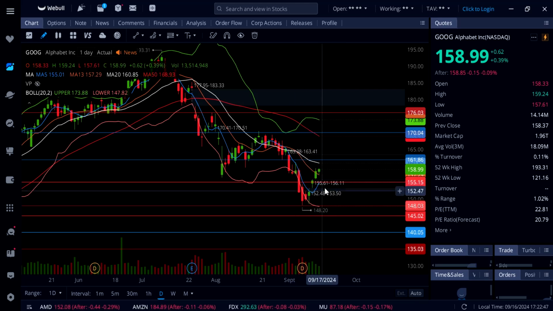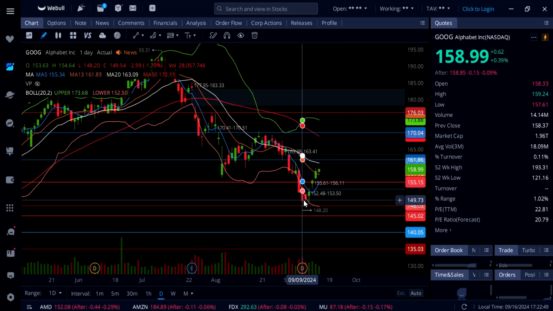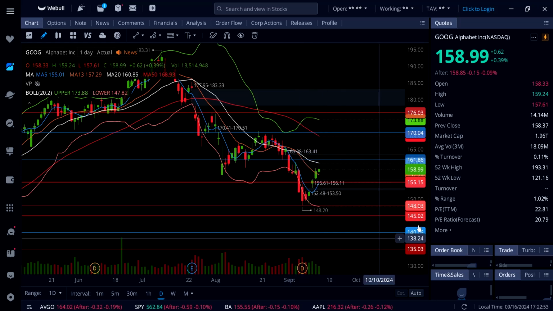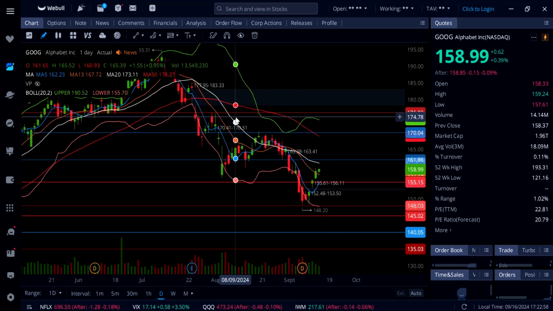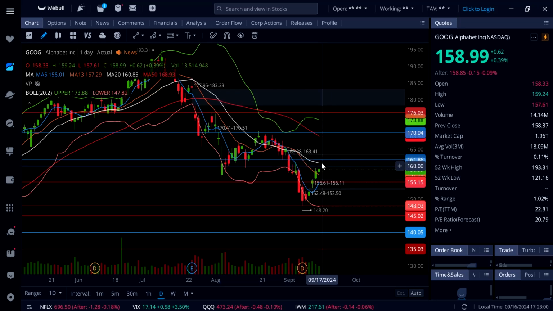But as of right now, as of this moment, it's looking good for possibly going back up and filling this gap, at least in the short term, or retesting at least the 20-day moving average right here, which is sitting at 161 or close to 161 on this daily time frame.